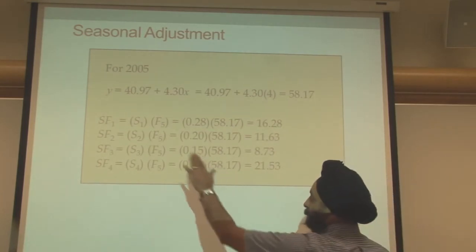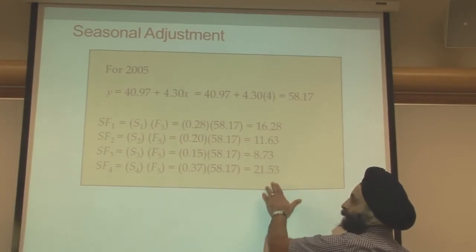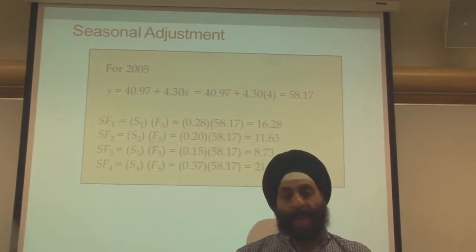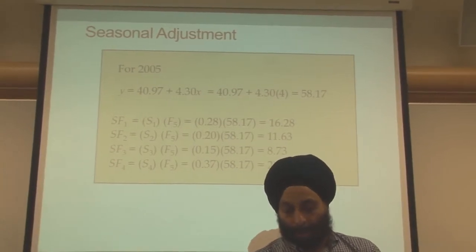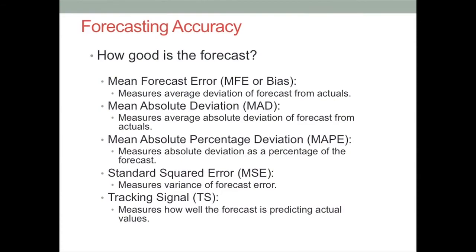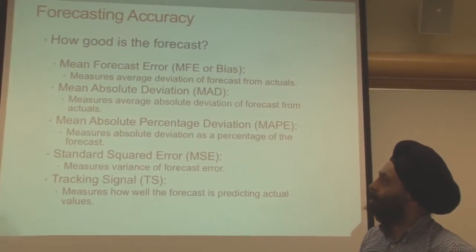And then you have in season 2 is much less, 11.63, and then 8.73, and then finally 21.53. So one can accordingly plan their production in this case. For forecasting accuracy, the focus is on trying to figure out how good is the forecast. And in this case, we can look at several of these measures.